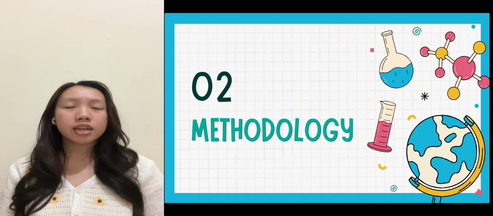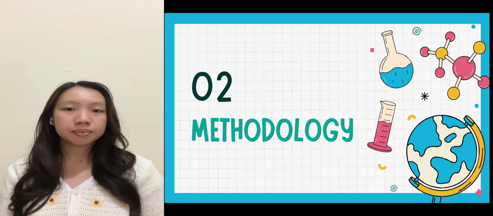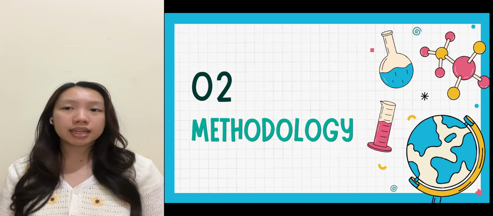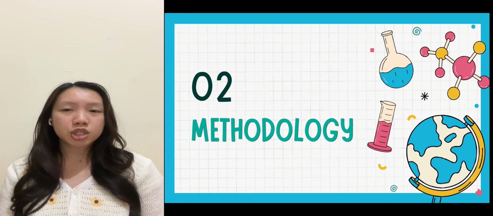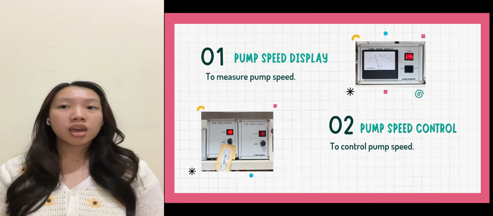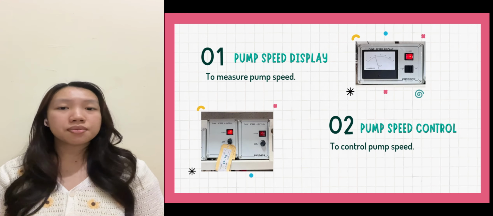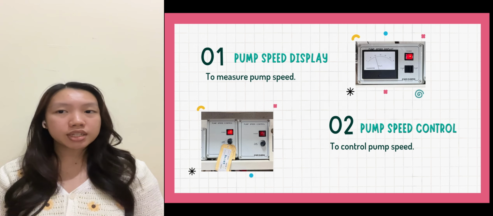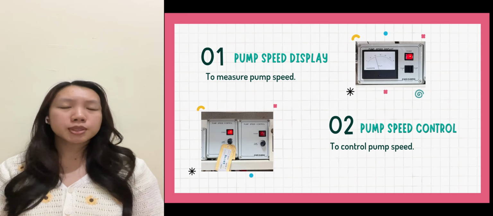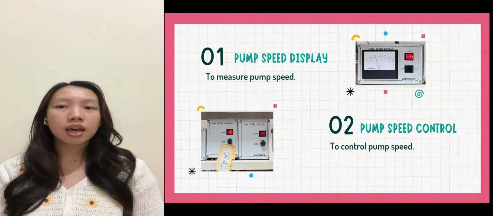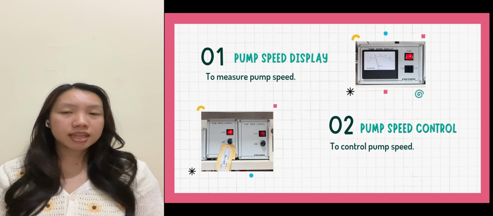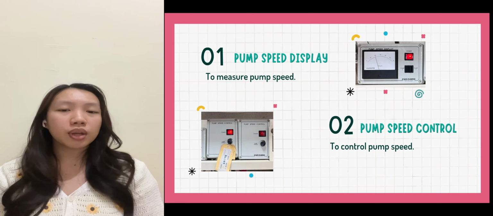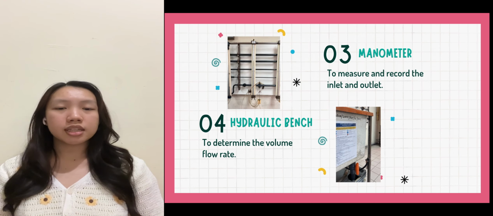Now, I will explain the methodology used in this experiment. The equipment and instruments used are listed, and each of them plays an important role in obtaining accurate measurements. First, we have the pump speed display. This device is used to measure the speed of the pump during operation. Second is the pump speed control. This component allows us to control the speed of the pump manually, so we can set it to different flow conditions as required.